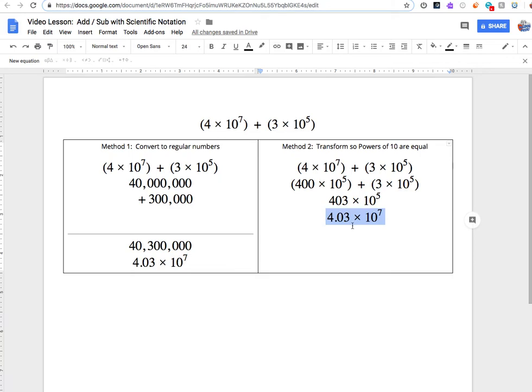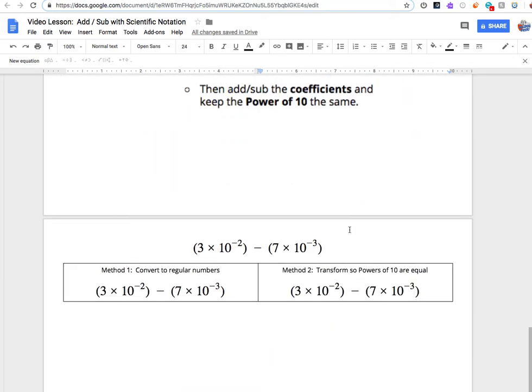You can pause here and work on problem 1 and 2. If you keep following the video, we're going to look at negative powers of 10. This will help us when we get to problem 3 and problem 4. Now we're looking at negative powers of 10. 3 times 10 to the negative 2nd minus 7 times 10 to the negative 3rd.